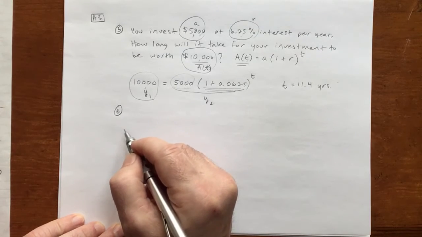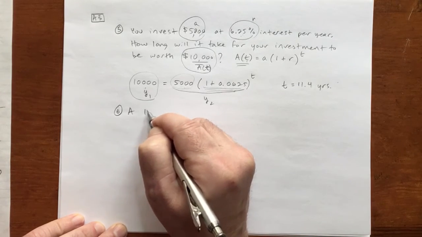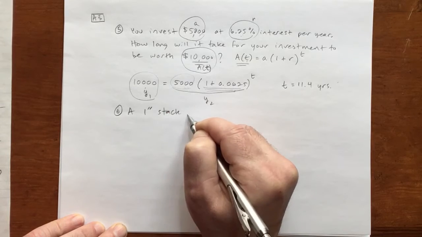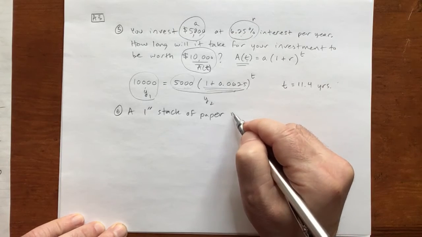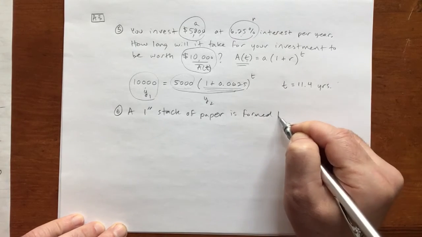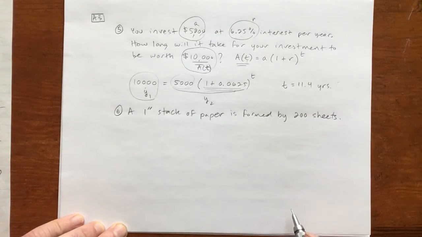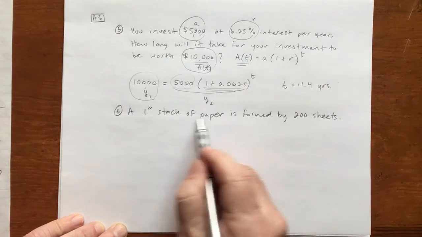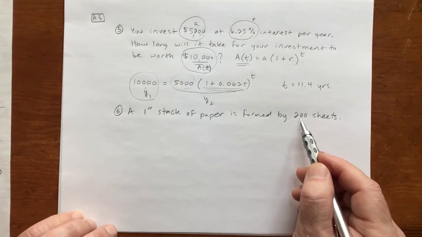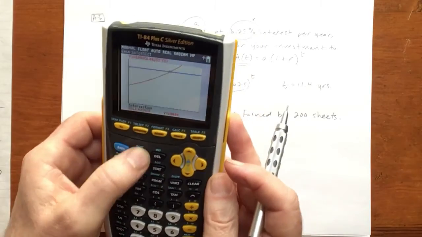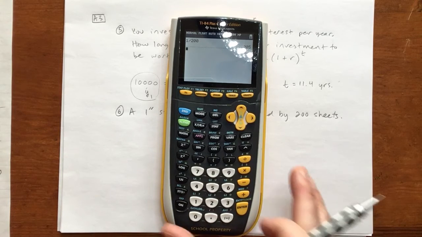So let's say that a 1-inch stack of paper is formed by 200 sheets. Okay, and so think about what that means. That means that each sheet would be 1/200th of an inch thick. And so let's go ahead and use the calculator if we need to. 1 divided by 200 and get this in decimal form.